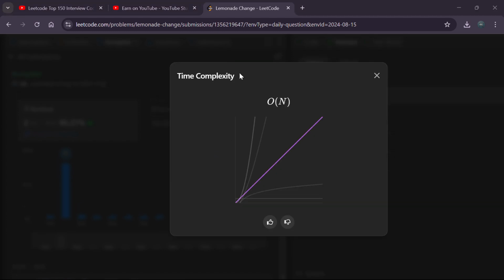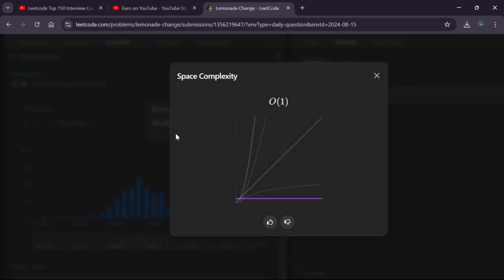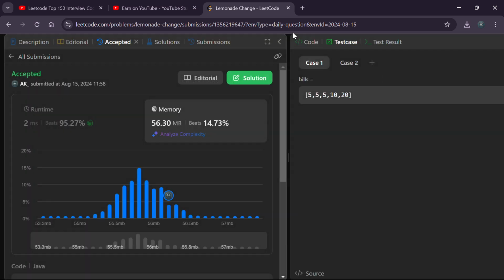Yeah, it is order of n, right? We have to iterate over the entire array, where n is the length of the array. And let's go with space complexity. It will be constant, I think. Yeah, we didn't use any size variables.